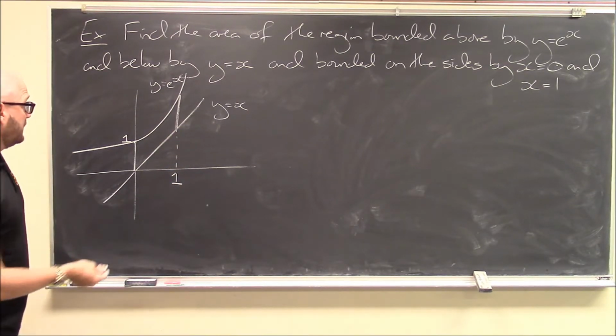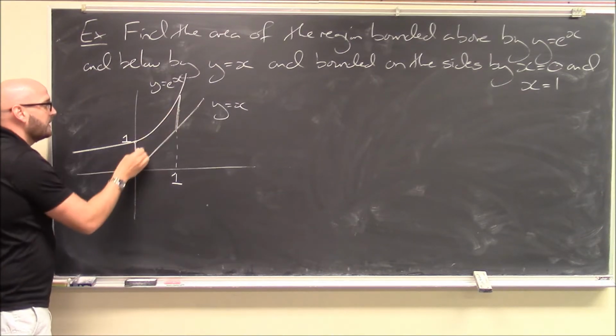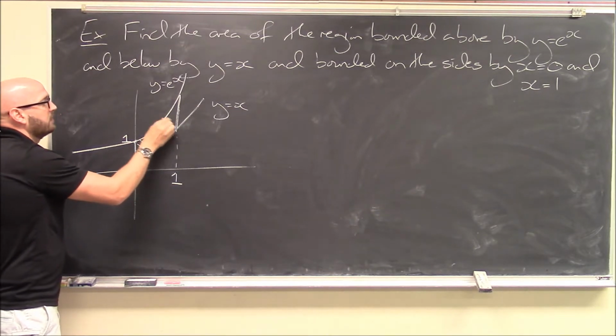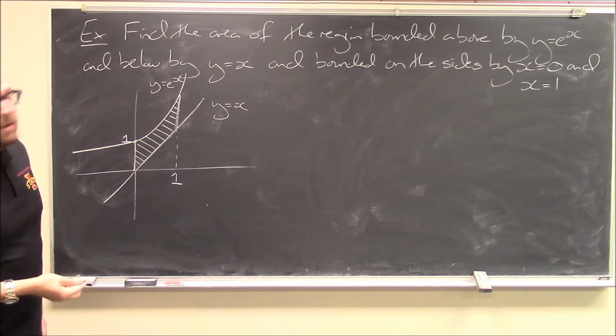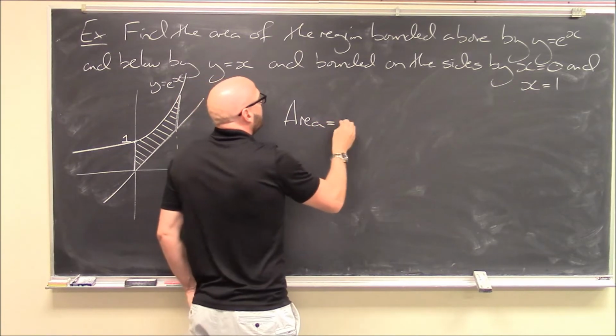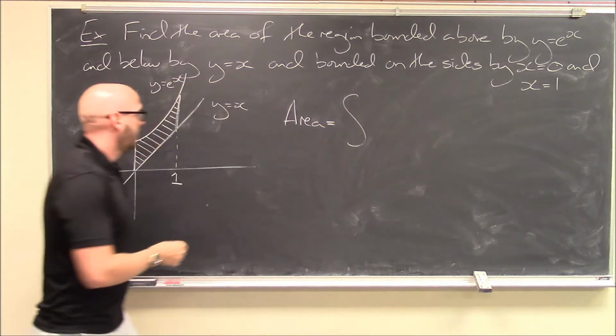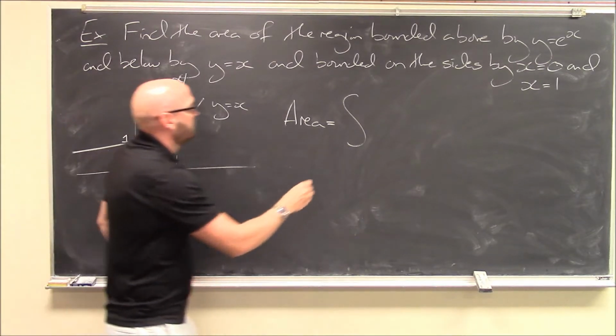And my bounded region here is, of course, the region that's bounded to the sides by these two vertical lines and above and below by these two curves. There's our bounded region. And the question is to find the area of that region. Well, we just sort of talked about how you would do this. My area is going to be the integral from the left to the right, so from x equals 0 to x equals 1.